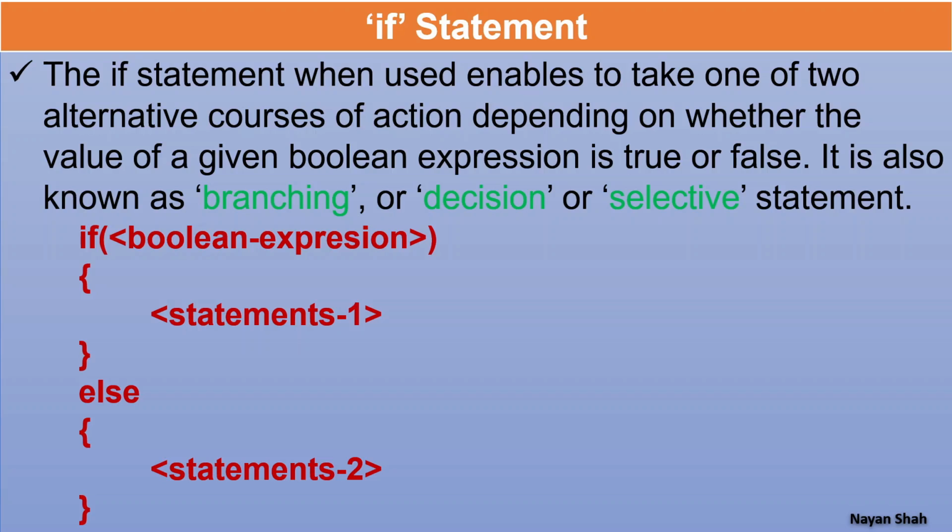Here is the example: if, and then a Boolean expression. For example, if a greater than 5. If a is actually greater than 5, the condition will become true and it will execute block of statements 1. And if a is not greater than 5, it will execute block of statements 2, that is the else part. So if the condition is true, it will go into the first block of statements, and if the condition is false, it will go to the second block of statements.